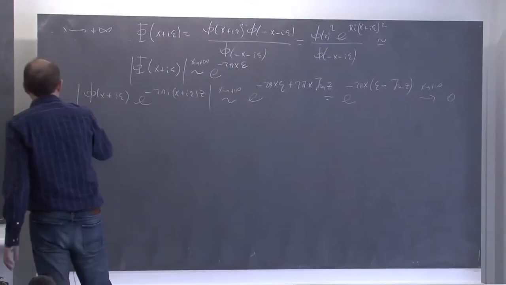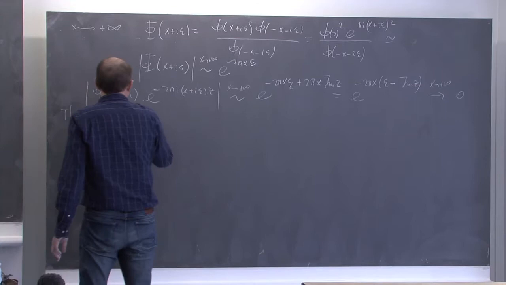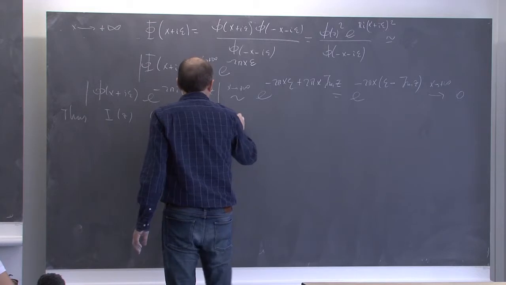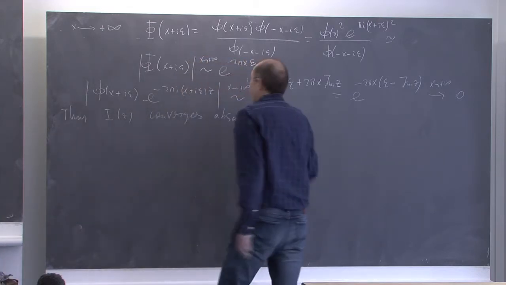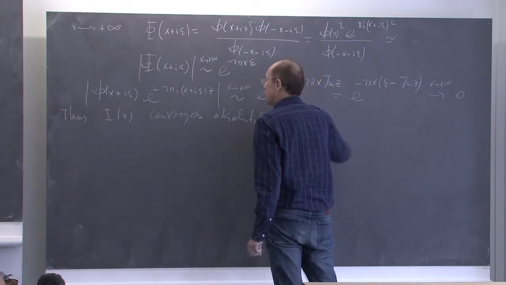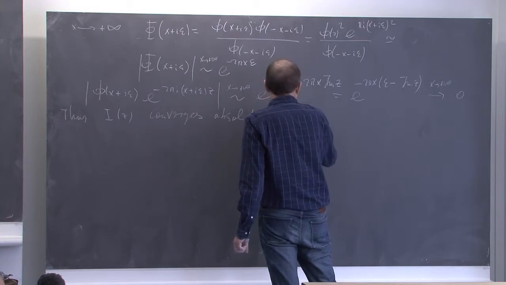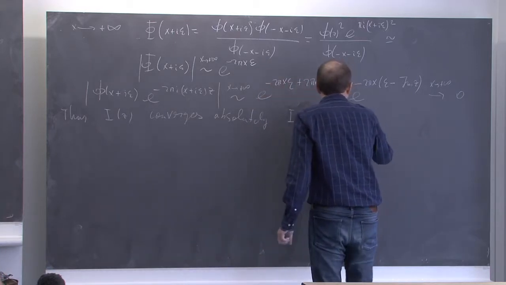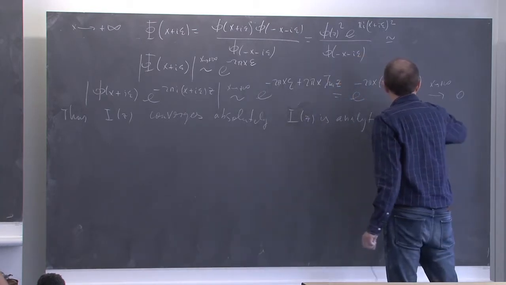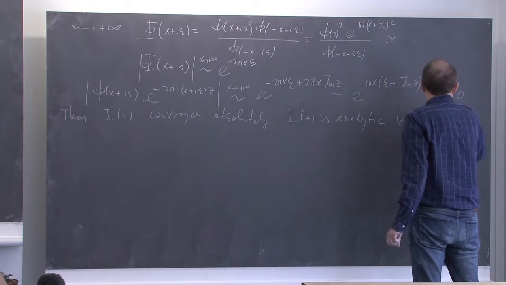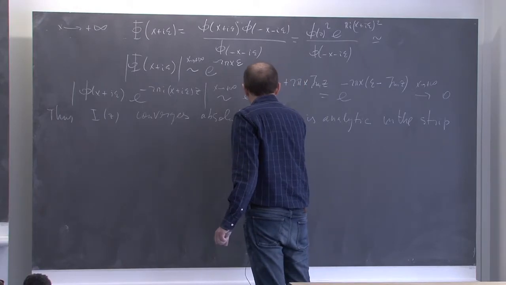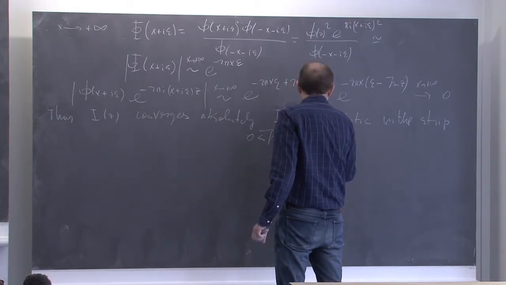So thus I of z converges absolutely, and thus I of z is analytic in the strip: imaginary part of z bigger than 0 but less than (b plus b inverse) over 2.